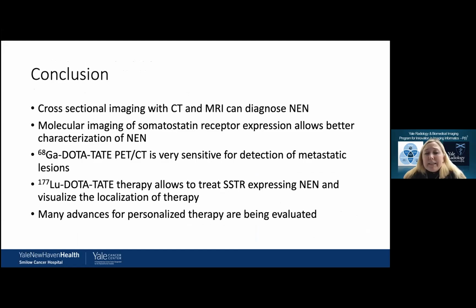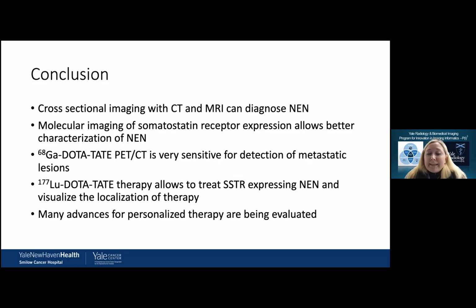Gallium dotatate PET is very sensitive for detection of metastatic lesions and allows us to evaluate whether a patient is eligible for PRRT. Lutetium dotatate therapy is established and allows us to treat somatostatin receptor expressing neuroendocrine neoplasms, and it allows us to visualize the location of the therapy.